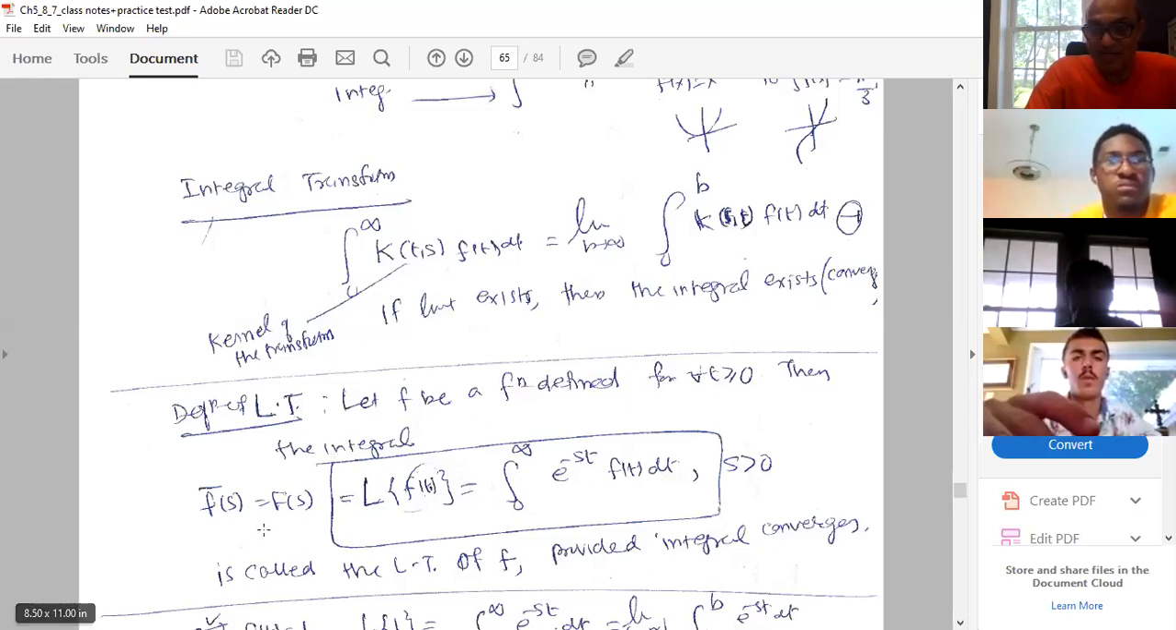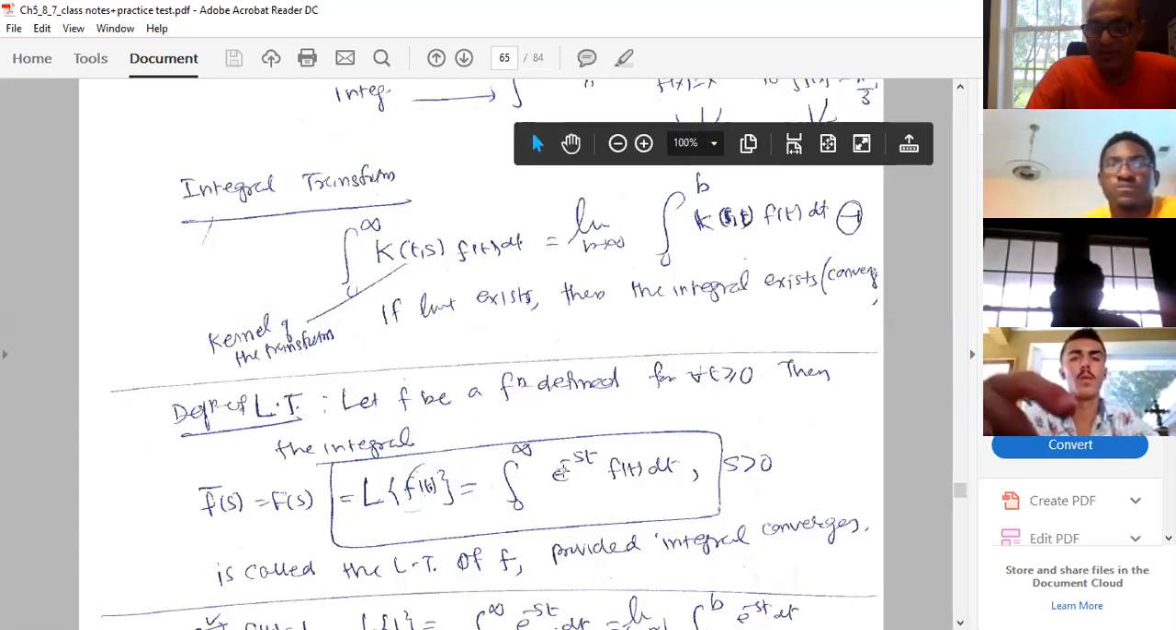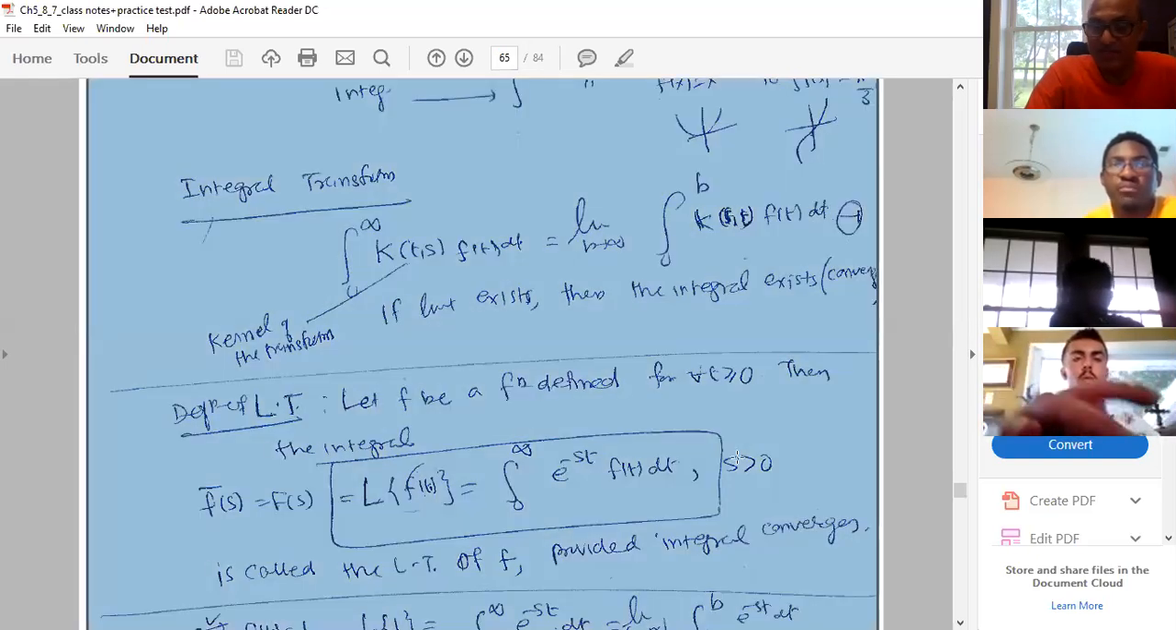Then F bar of s is a symbolic representation of the transformation: the Laplace of f(t). f(t) is my function, and you are applying the transformation L, where L stands for Laplace. The definition is the integral from 0 to infinity of e to the power negative st times f(t) dt. The kernel here is e to the power negative st, where s is a parameter, strictly greater than 0. And the Laplace of f(t) is another symbolic representation, capital F of s or F bar of s.